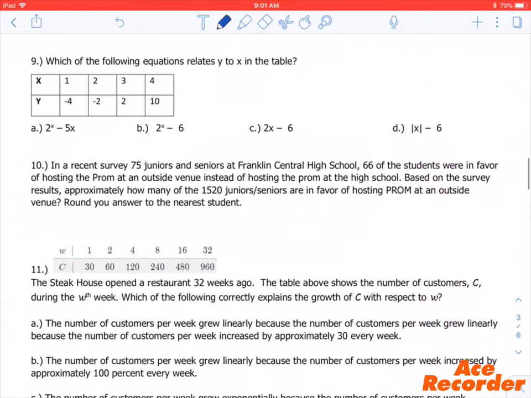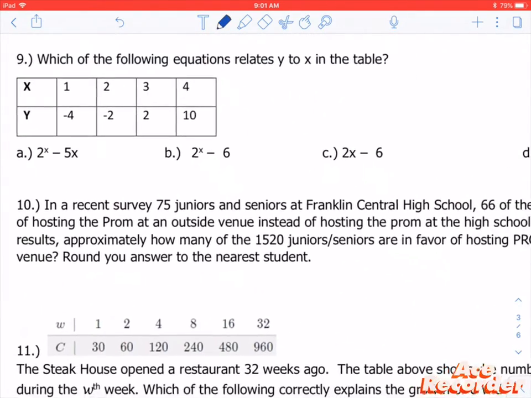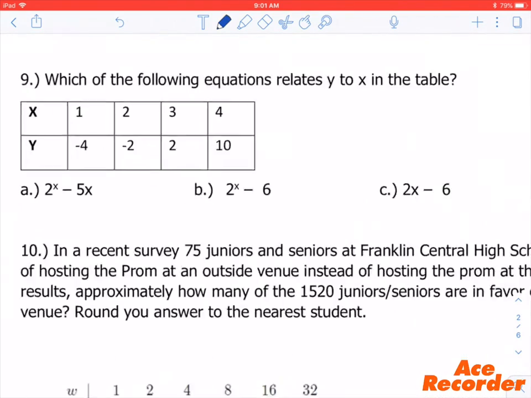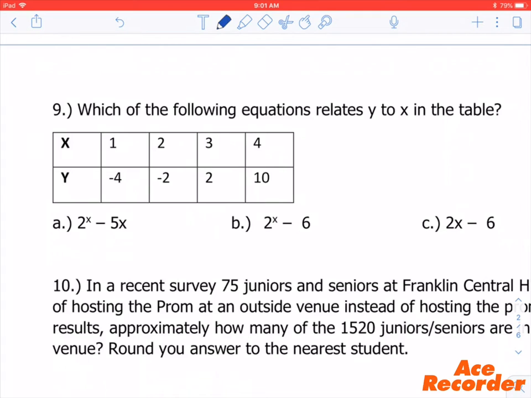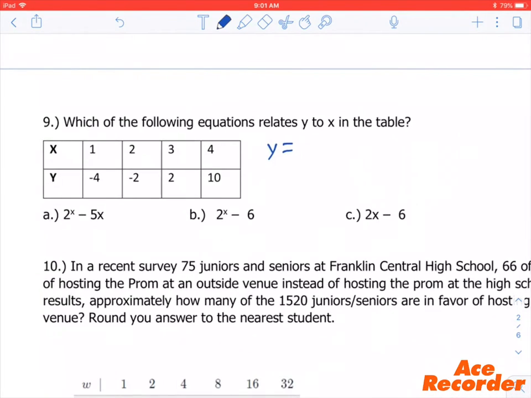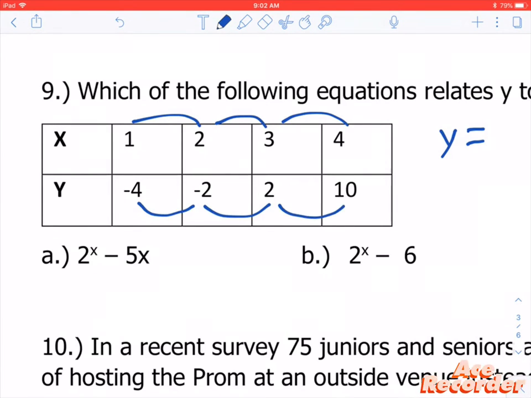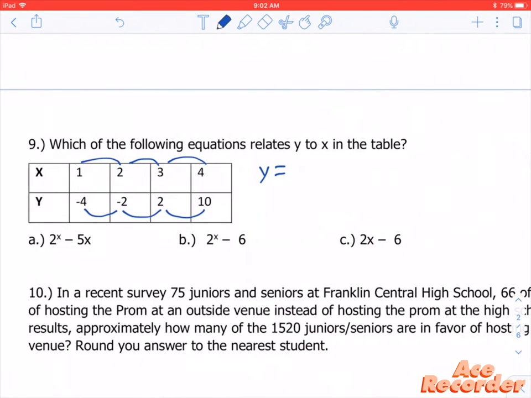So, in this case, let's look at number 9. It says, which of the following equations relates y to x? So we're really trying to figure out which one of these would be y equals the equation that fits the table. So first, what you want to look at is the change in y over the change in x. The change in x is not changing at all: 1, 1, 1, 1. Change in y is going up 2, then up 4, then up 8.